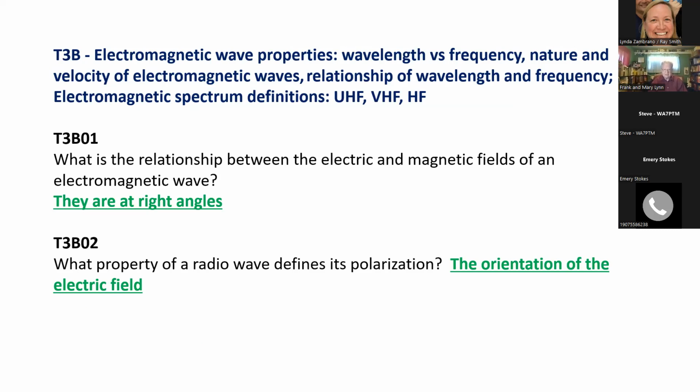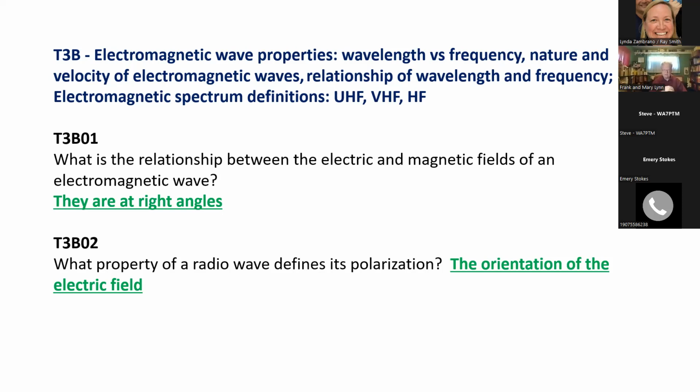Electromagnetic wave properties, wavelength versus frequency, nature and velocity of electromagnetic waves, relationship of wavelength and frequency, which is kind of a redundant thing there. Electromagnetic spectrum definitions, UHF, VHF, and HF. Okay. The first one, what is the relationship between electric and magnetic fields of electromagnetic waves? They are right angles, just like that little picture that we showed.